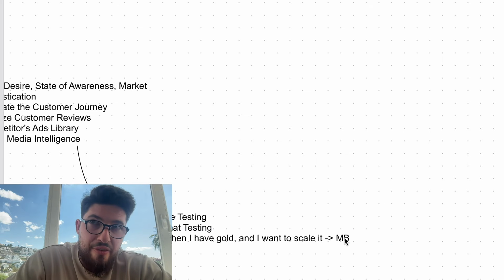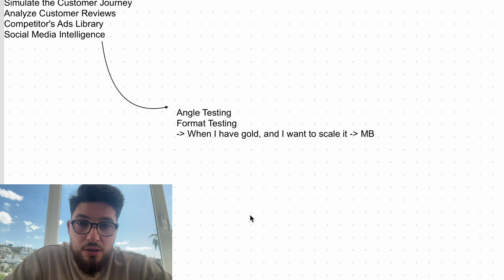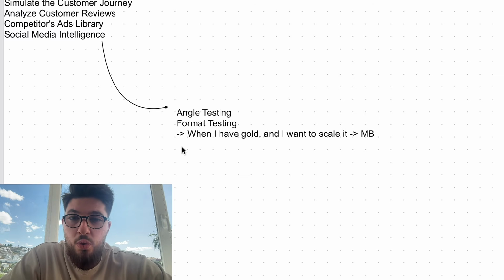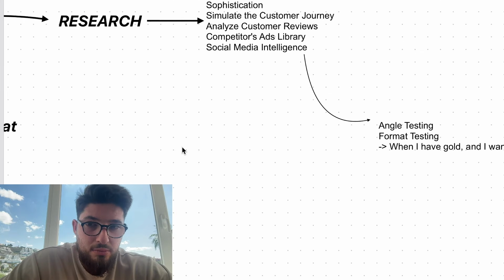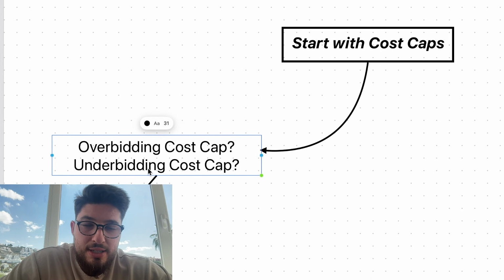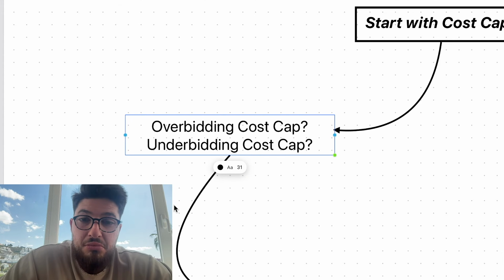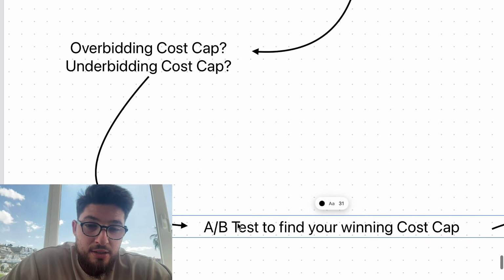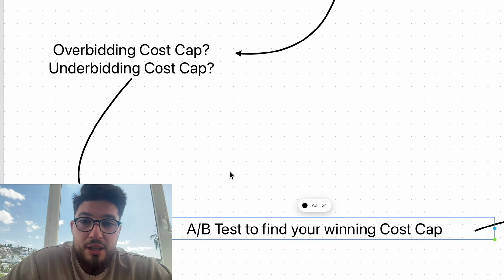But don't do it the other way around. Don't try to save a losing angle, a losing ad creative, with a manual bid. It's not going to work. So we start with cost caps. Overbidding cost cap or underbidding cost cap? I'm going to say, you tell me. So you're going to run an A/B test to find your winning cost cap. That is the main thing.